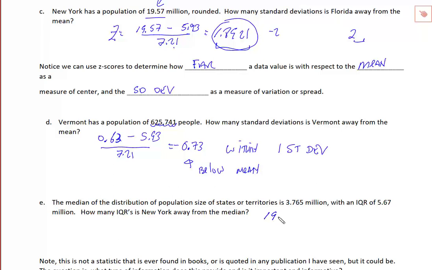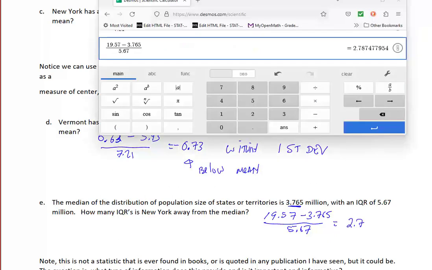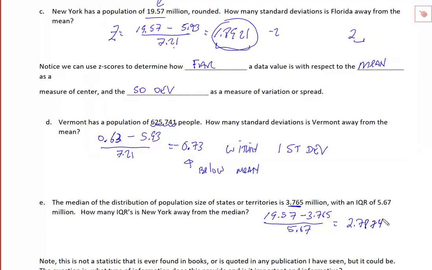Just so we can get an idea, you would take your measurement, which is 19.7. The question is, how many IQRs is this away from your median? The median being this number. And you divide this by 5.67. Let's see what we get. I just stopped the video and typed it in, and there you go. It's about 2.7874. And that's how many IQRs.